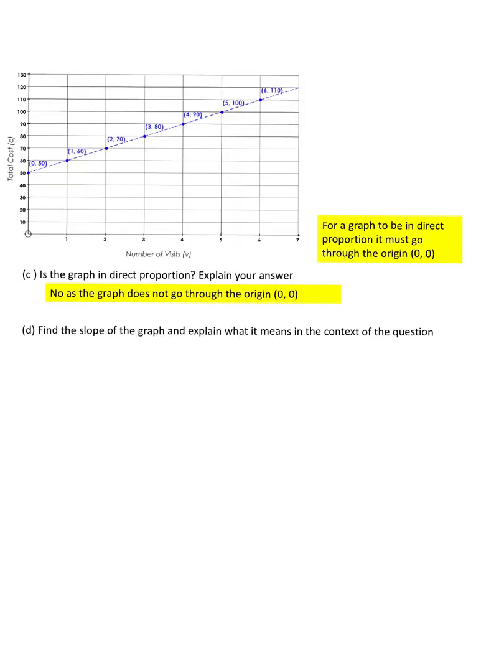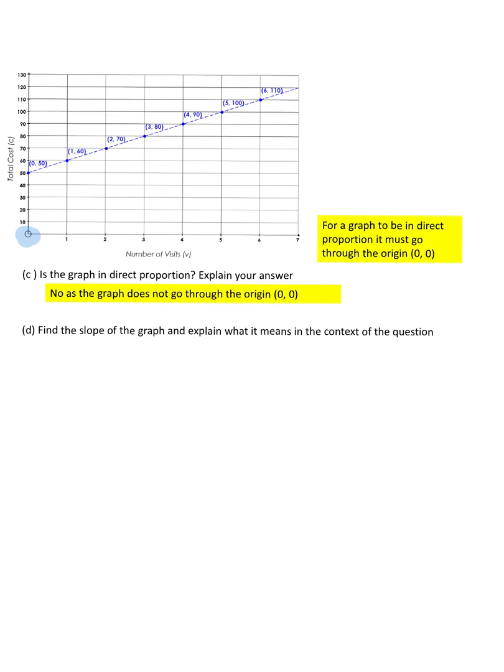Okay, part C then was a question: is the graph in direct proportion? And we need to explain the answer. For a graph to be in direct proportion, it must go through the origin, which is 0, 0. So on your graph, it's here, 0, 0. And this graph is not in direct proportion, as the graph does not go through the origin.